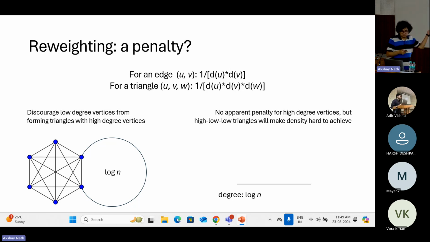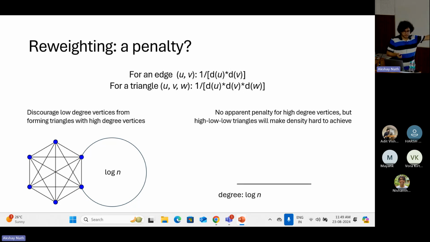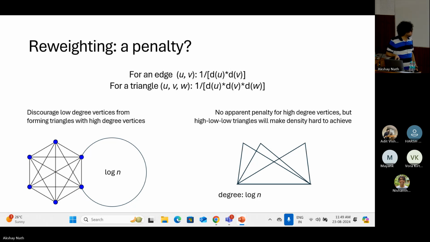Let's assume that all of the neighbors are actually common. So there are log n triangles on this. What's wrong with this situation? Why is this bad, given the context of everything I've said so far?